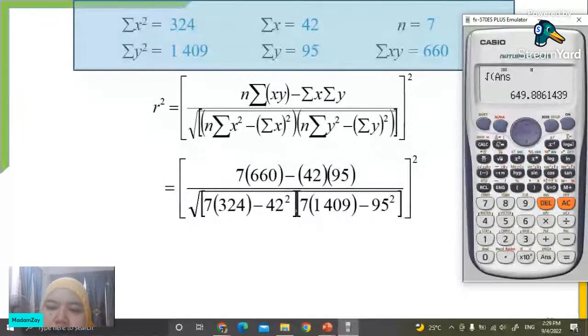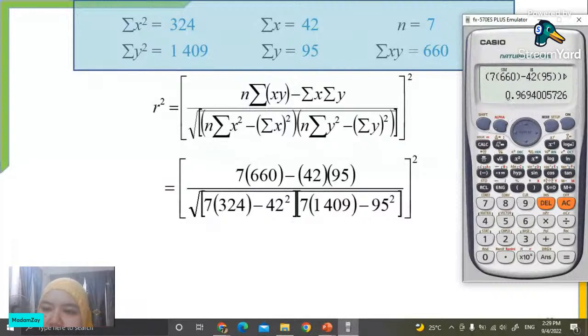So we have the bottom one, and then now the top one, we need, in a bracket, 7 of 660 minus 42 of 95. Okay, now close the bracket, divide by the answer. We have the square root of the value earlier. So we have this for the answer in the bracket. Now to find the value of r squared, we need to square the value. Why?